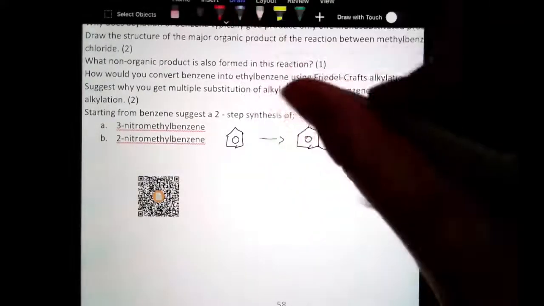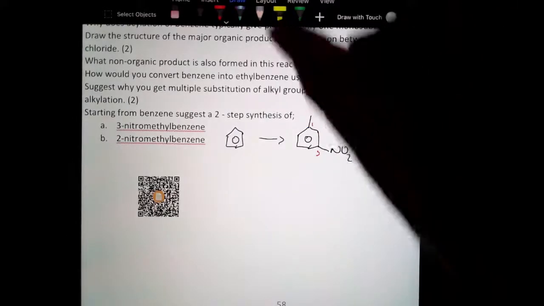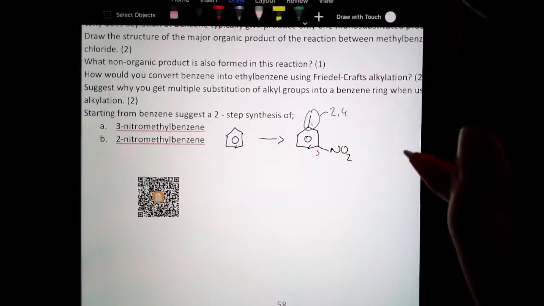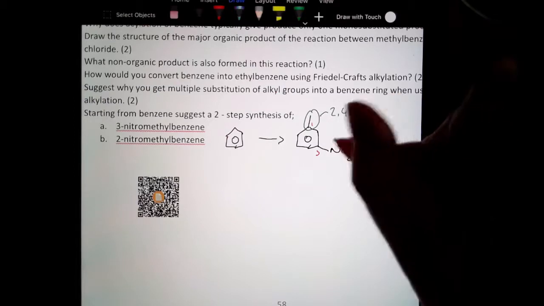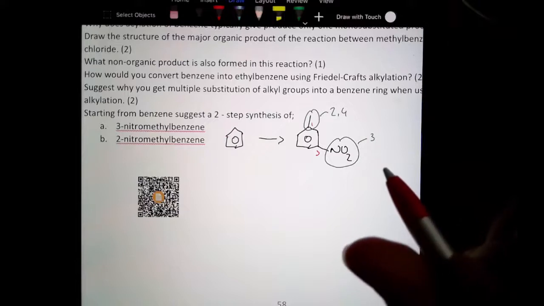So we can see here that we've got a 1,3 relationship between the 2 substituents. My alkyl group is a 2,4 director. It always gives either a 1,2 or a 1,4 relationship. My NO2 group is a 3 director, meaning it always gives a 1,3 relationship.